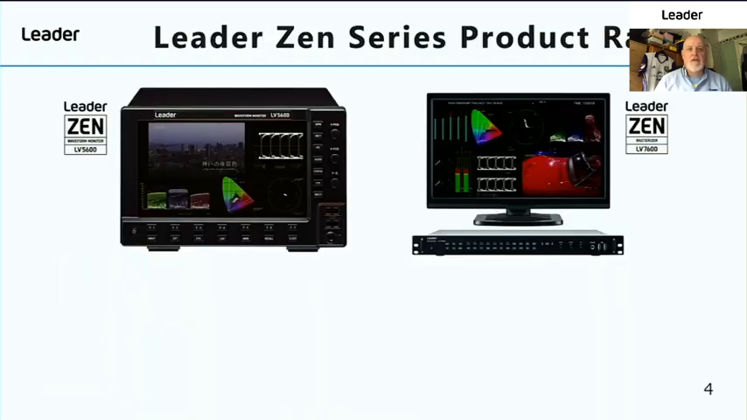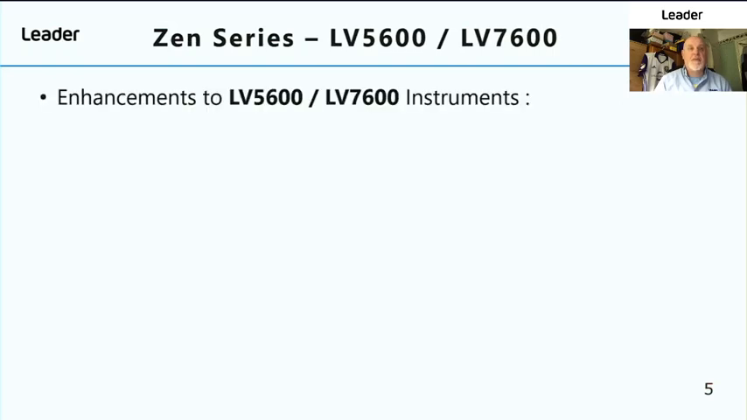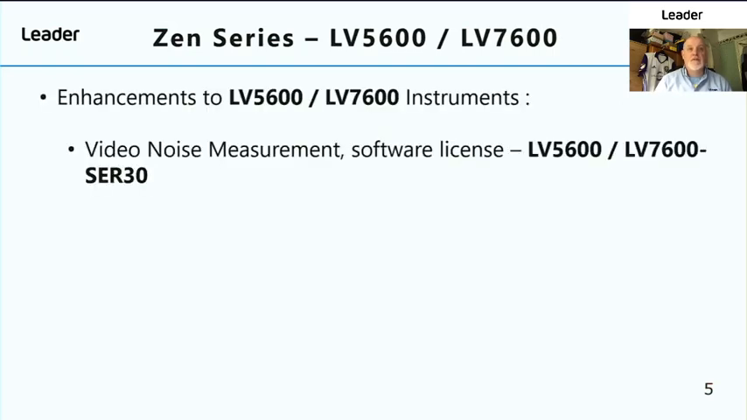So today we're going to look at video noise measurement, and this feature is available on both the Leader Zen series LV5600 waveform monitor and LV7600 rasterizer. The video noise measurement is a software license, SER30, which means the unit doesn't need to be decommissioned or removed from its installation and sent to an accredited service center. You can simply purchase the software license and install the software key in situ.